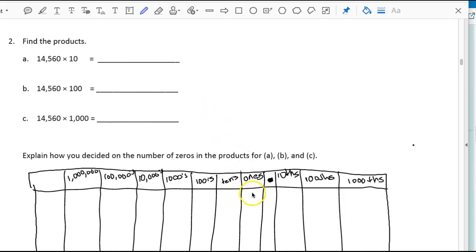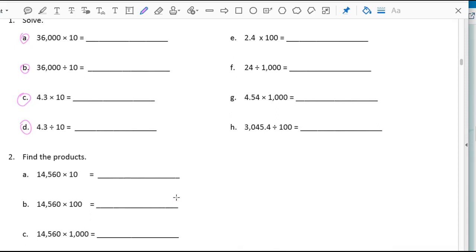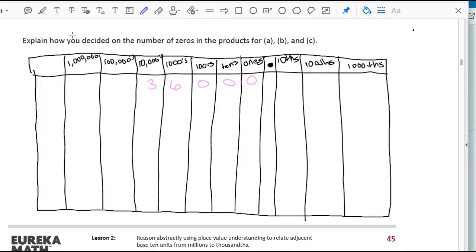Remember I said 3 zeros? So we'll put in our 3 zeros. 1, 2, 3. And we said 36. Here's our 36. And then the next thing it's saying that we're going to be doing is multiplying by 10. So multiply right here tells us it's going to gain a place value because we only have 1 zero and 10. So if it gains a place value, here's what's going to happen.